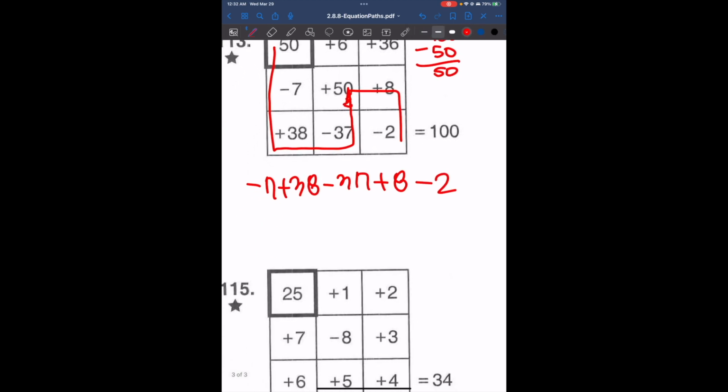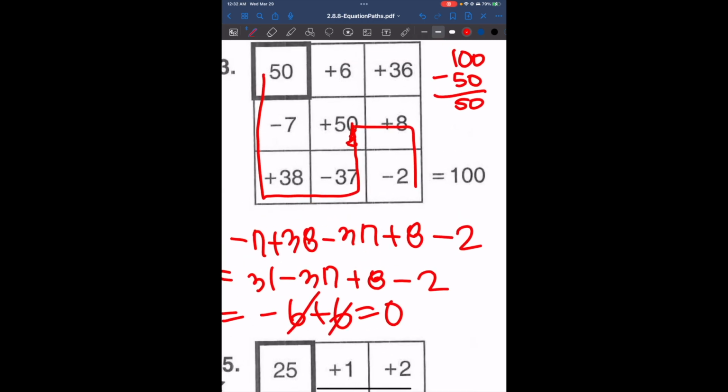So -7 plus 38 is 31. And so we can rewrite this as 31 minus 37 plus 8 minus 2. And 31 minus 37 is -6. And 8 minus 2 is 6. So these two cancel out and eventually add up to 0.